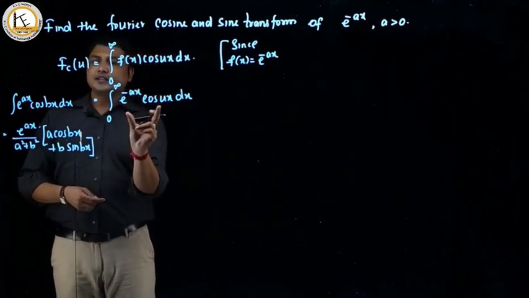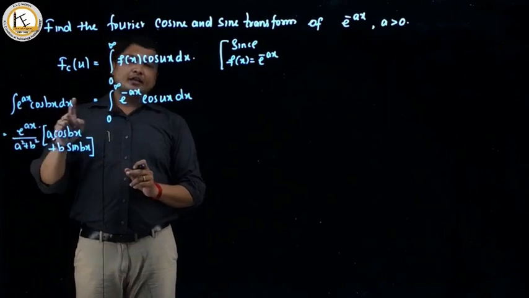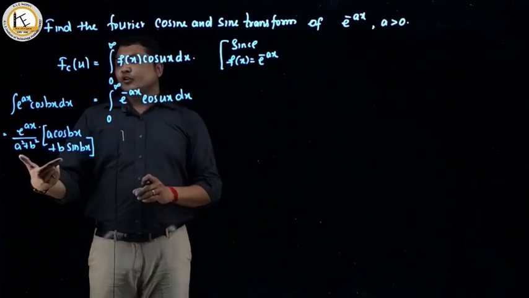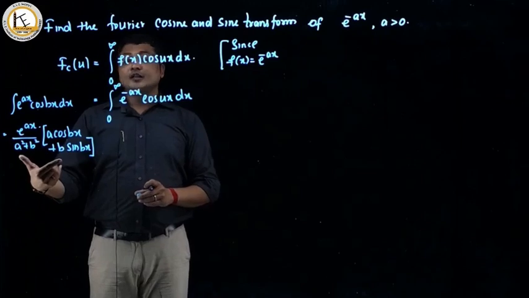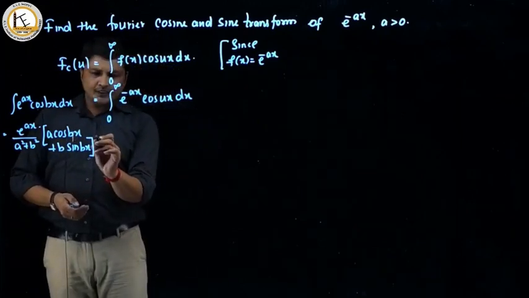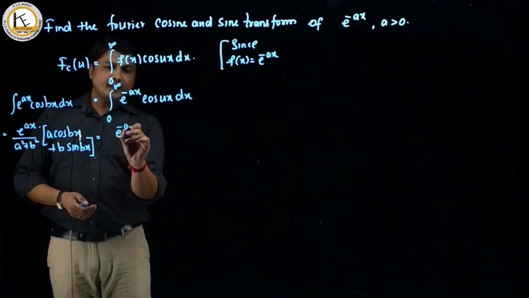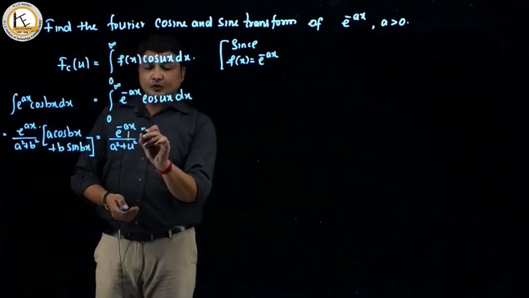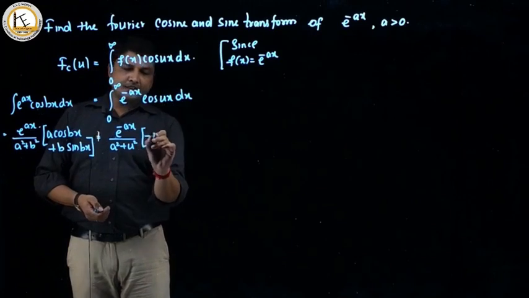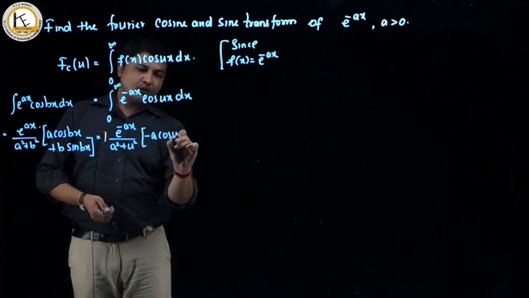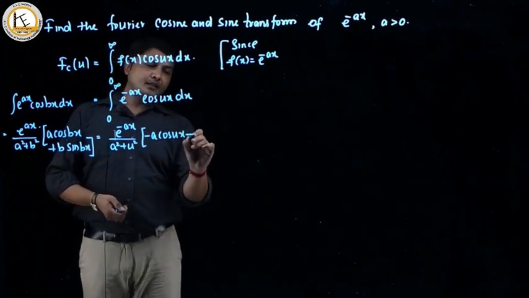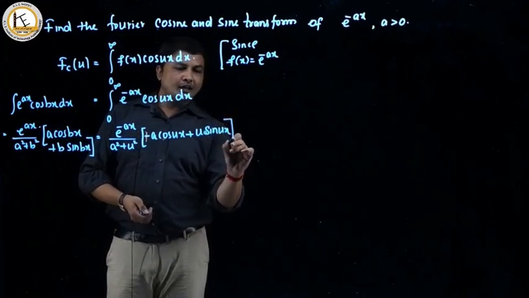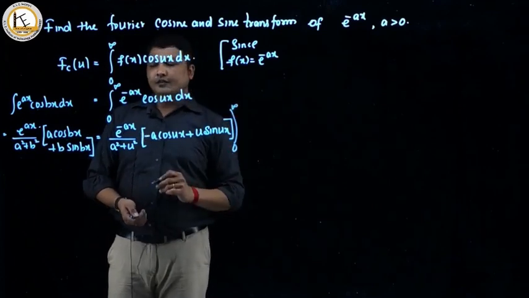So when you compare this integral with this standard form, we come to know that in place of a we are having minus a, and in place of b we are having u. So in this formula, in place of a you need to replace minus a, and in place of b you need to replace u. Therefore the integral becomes here e raised to minus ax divided by a square plus u square into bracket, a is nothing but here it is minus a into cos of ux plus b is nothing but u into sin bx, that is sine of ux, and applying the limits between 0 to infinity.